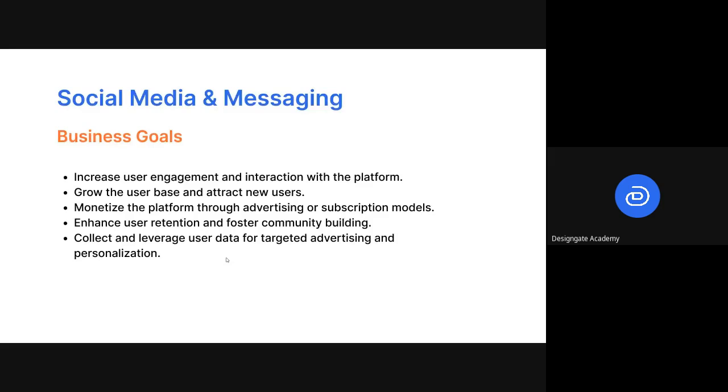Okay. So these are some of the business goals of a social media and messaging product. So you might be employed at a social media and messaging product. You should know some of these business goals. Now, these are just standard ones. They might also have their own business goals that might not be listed here. Are you getting it? So you need to really understand those business goals.